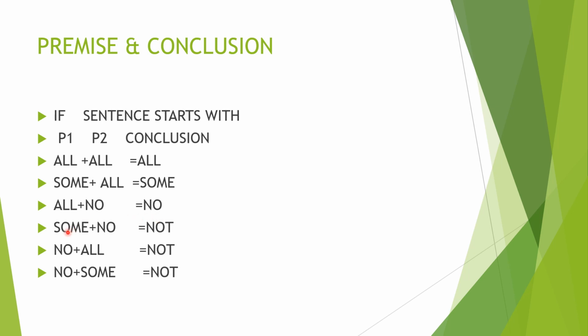And if some is in premise 1 and no is in premise 2, then most often it will be with some not, or like that only. Clear? Then if the first premise is with no and the second one is with all, then the answer will be with some not or no. So only negative sentences come. Then if it starts with no and some, then it will also be with not, some not, like that only. That is, in these four, if there is any no, the conclusion will always be a negative sentence only.